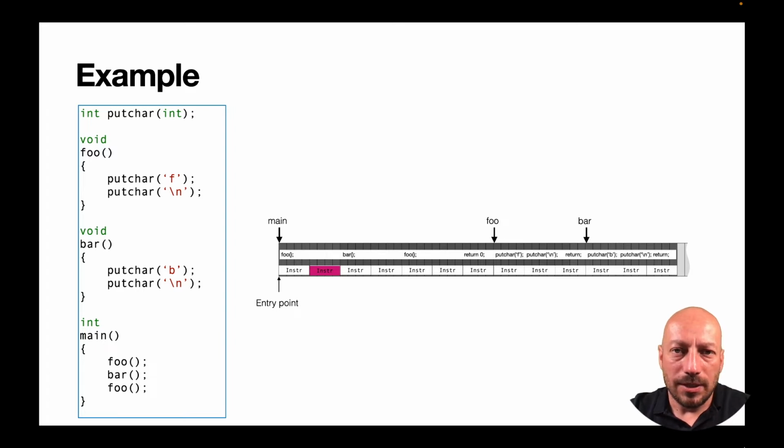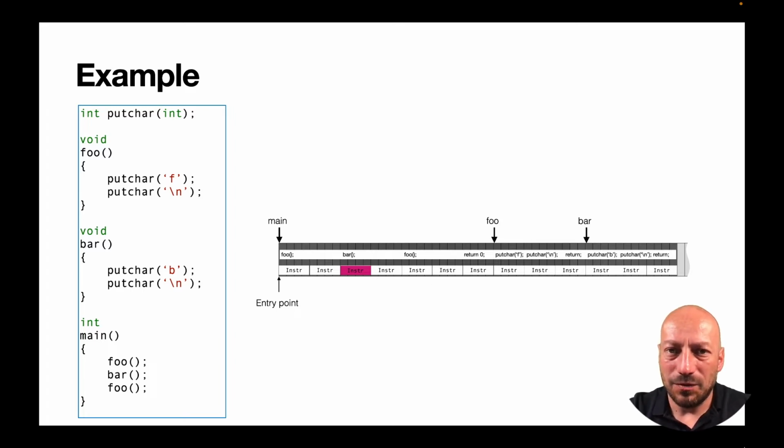And that means the third instruction is the first instruction of function foo, which then prints this character f. Then the next instruction in function foo is printing this new line. And then the third instruction has to jump back to the first instruction following this function call of foo in function main. So we have to jump back to a certain return address. And there we have the next function call.